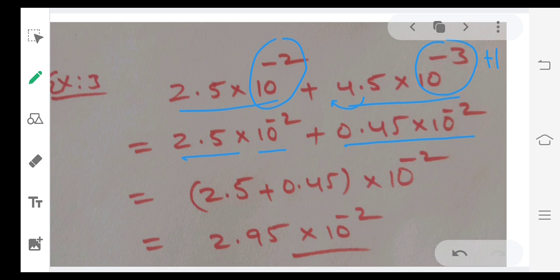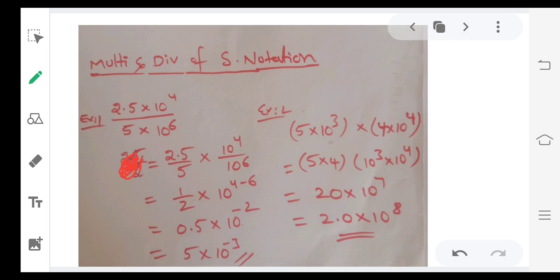This is 2.5 into 10 power minus 2. Now we can group these numbers: 2.5 plus 0.45 into 10 power minus 2. So the answer is 2.95 into 10 power minus 2. The result is in scientific notation. Next, this was about addition and subtraction. We'll go for multiplication and division.